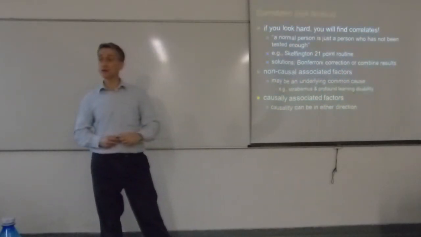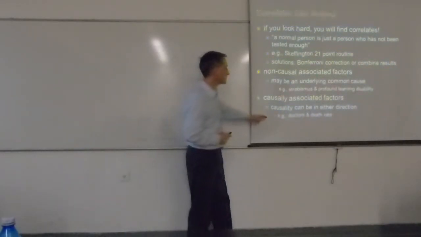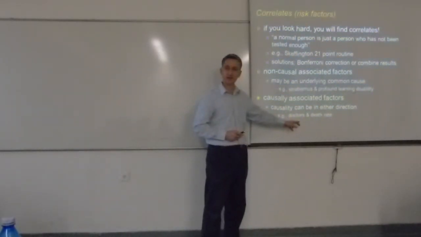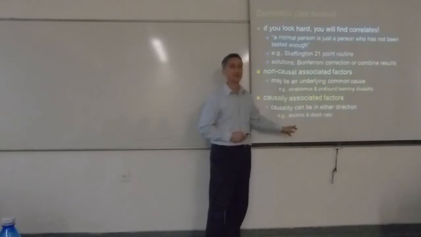Causality, when it is there, can be in either direction. So in America, there's a significant correlation between the number of doctors in a city and the number of people who die. Does that mean that doctors are causing patients to die? Probably not. It probably means that where you have older people, more people die, and where there are more old people who are ill, you get more doctors. So it's probably that causing that, but you don't know.